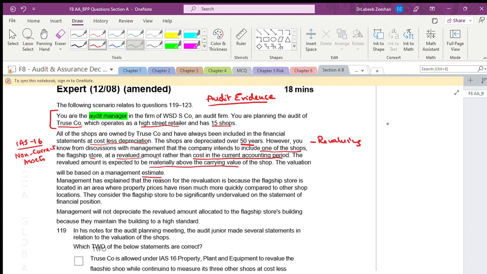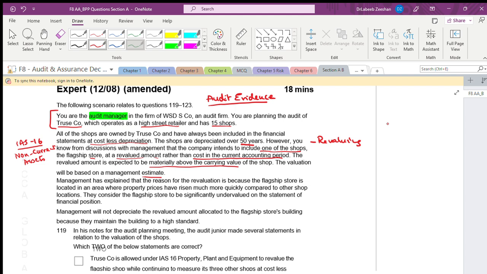The moment I explain the scenario to you, you can answer the questions on your own. You don't need my assistance at all. The valuation is based on the management estimates.